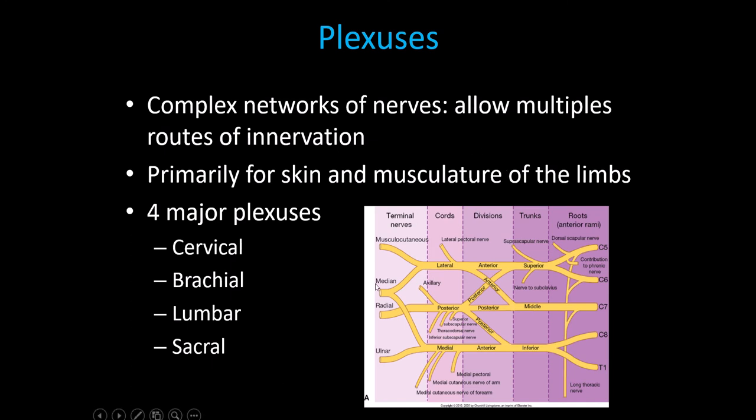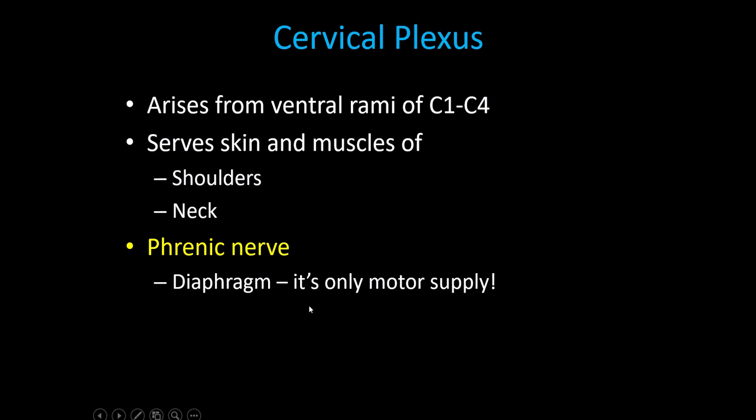There are 4 major plexuses. We're looking, I think, at the brachial plexus in this particular image. But there's a cervical plexus, the brachial plexus, and lumbar and sacral plexuses. In terms of the cervical plexus, we're talking about the ventral rami from C1 to C4. And this is the skin and muscles of the shoulders and neck.